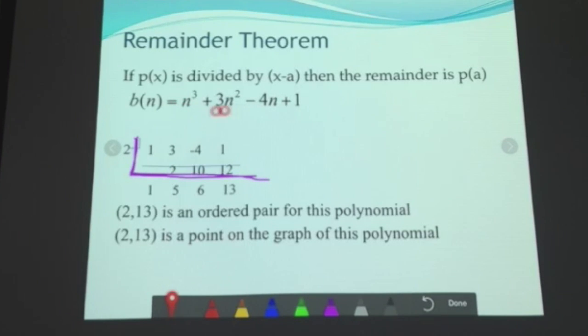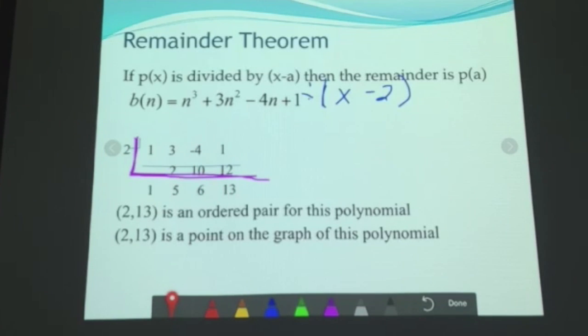They're saying here's my equation, and they want to divide by x minus 2. You would put a positive 2 over here, and then it's synthetic division like we just did. So drop the 1 down, multiply the 2, add straight down. Multiply 2 times 5, add straight down. Multiply 2 times 6, add straight down.